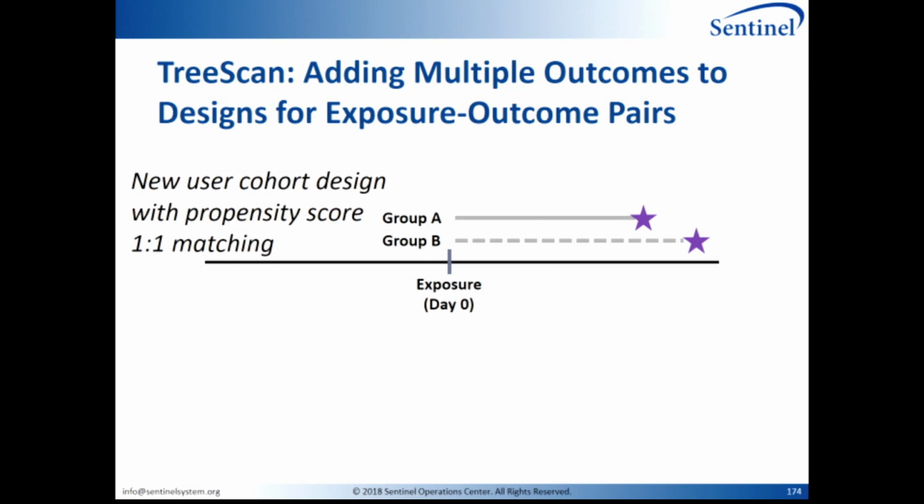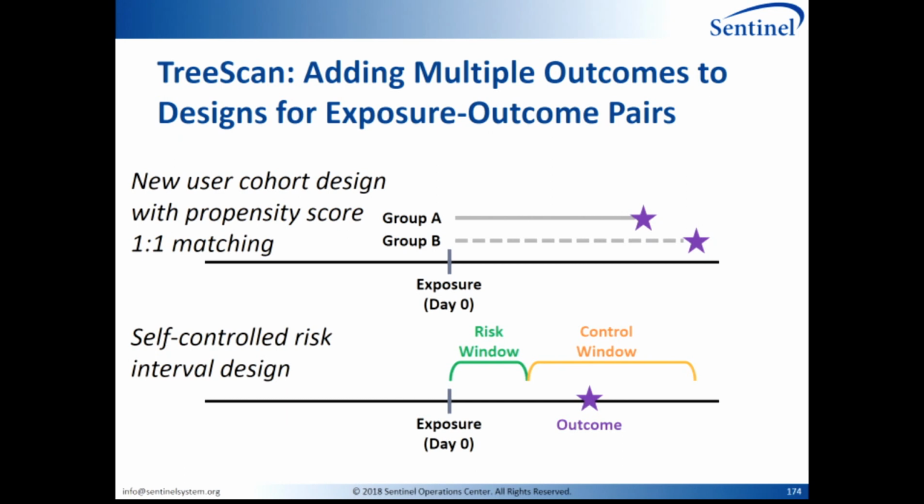I want to bring this back to some of the learnings from this morning, because where TreeScan is different is that it adds multiple exposure outcome pairs, but it leverages the same designs we already spoke about this morning. TreeScan comes in two flavors, the first of which is a new user cohort design with propensity score 1-to-1 matching. Just like you learned this morning, you have Group A, or Drug A, and Group B, Drug B. But instead of looking for one particular outcome, we've expanded it to many, many outcomes. So it takes the same epidemiologic design and brings it into many more outcomes.